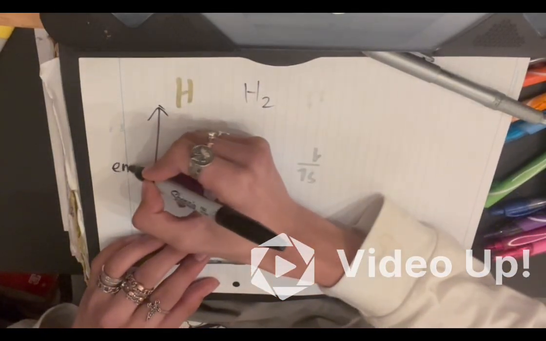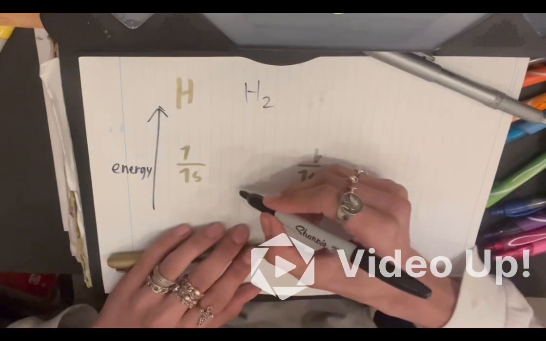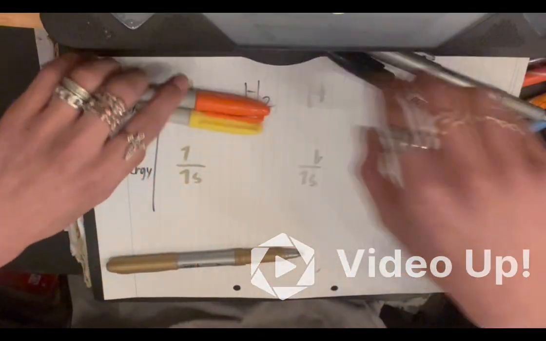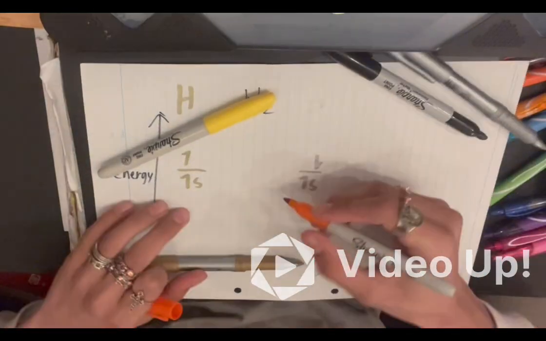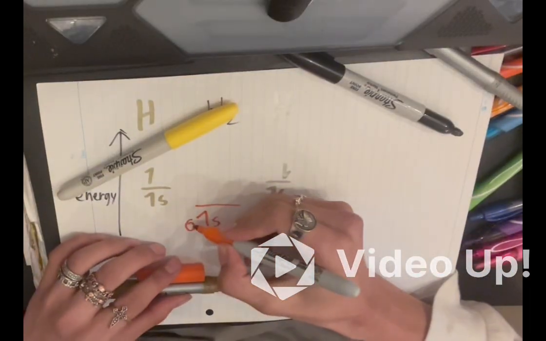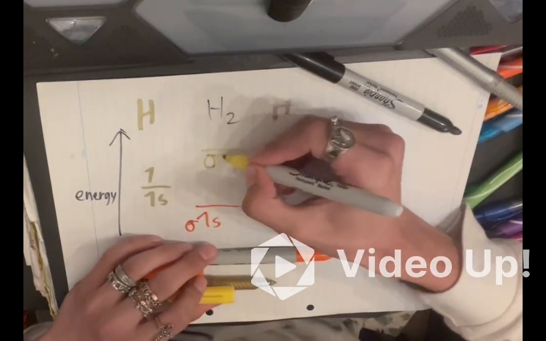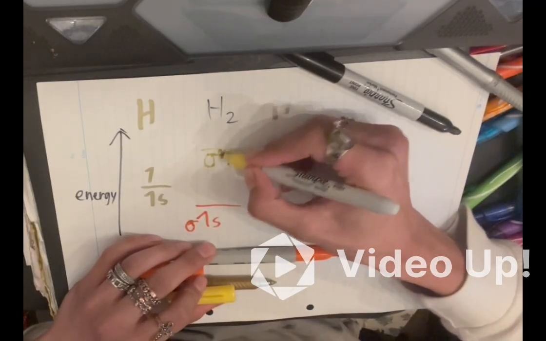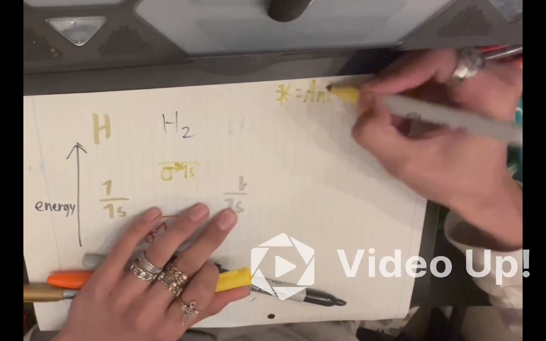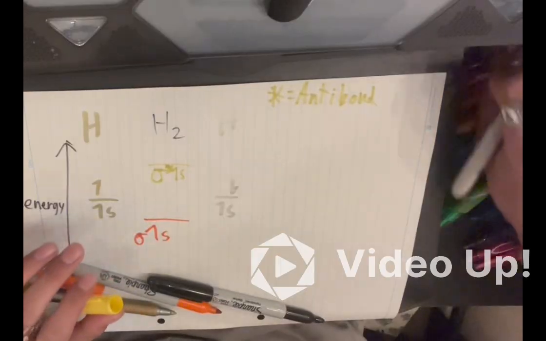As this goes up, energy is going to increase. So when these two orbitals merge together, they're going to make this sigma 1s, and up here, this is going to be sigma 1s antibond. And remember, anytime there is an asterisk, that means anti-bond.